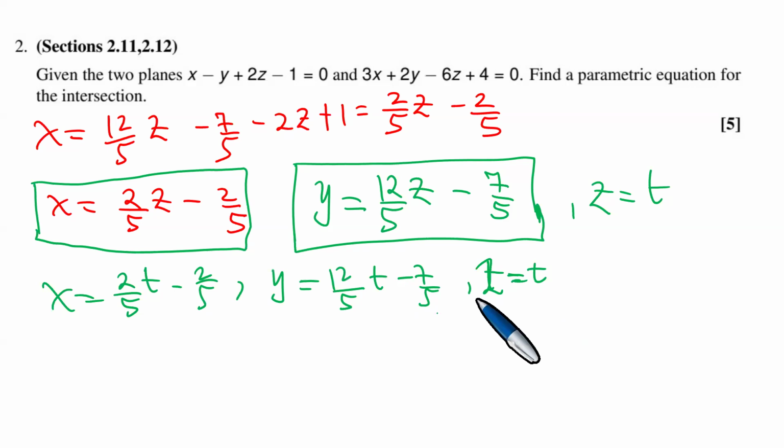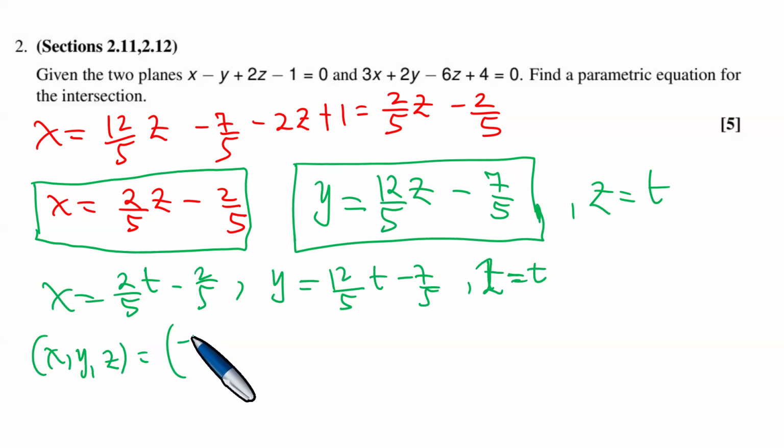Z equals t. Simultaneously, we can summarize this as follows: x, y, z. Now we have x, which is minus 2 over 5, y, minus 7 over 5, and z now. Remember, we're dealing with the constants, minus 2 over 5, minus 7 over 5. Obviously, we realize that z does not have a constant term. It only has the parameter t.